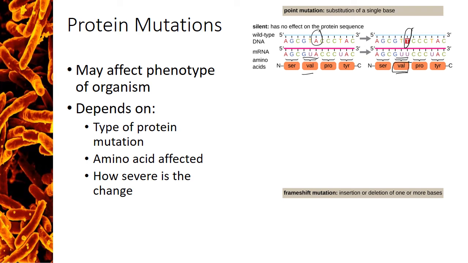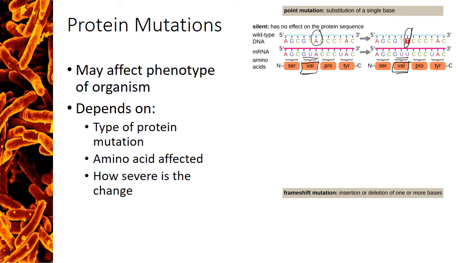Since these are the same amino acid, the protein is actually not affected. So while there was a point mutation in the DNA, that leads to a silent mutation in the protein, and there's no change in phenotype because we have the same order of amino acids.